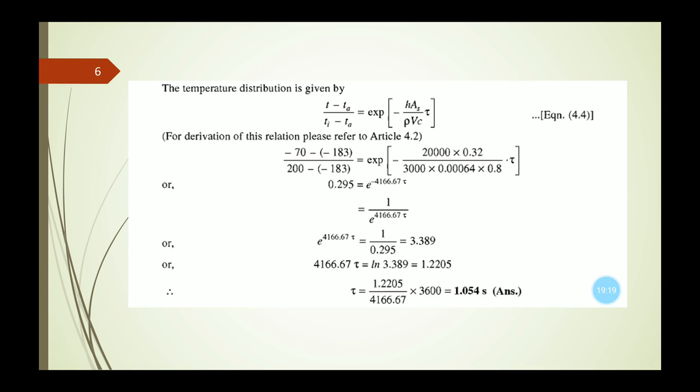So based on this lumped parameter analysis concept, first we have calculated the value of the Biot number, which we have seen is less than 0.1. So that means the lumped capacity analysis can be successfully implemented here. After that we have used the formula for the lumped parameter analysis, and from that formula we have calculated the time required.